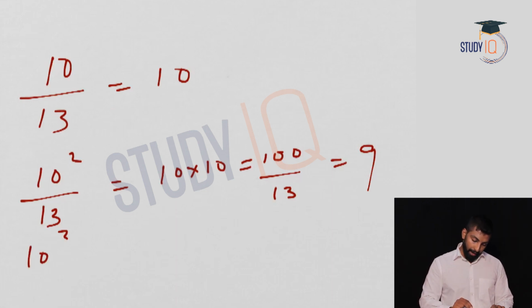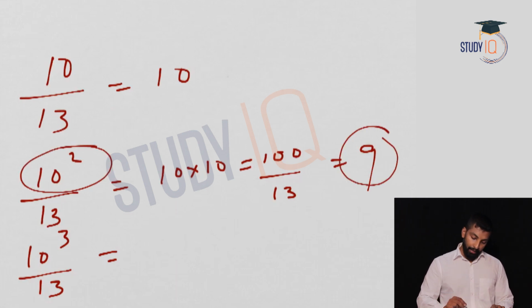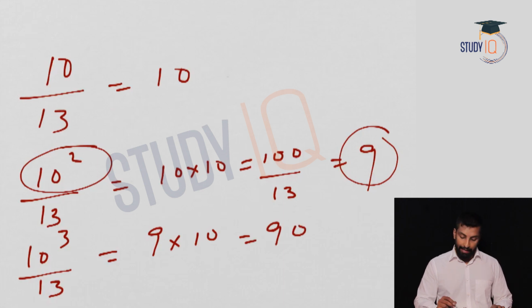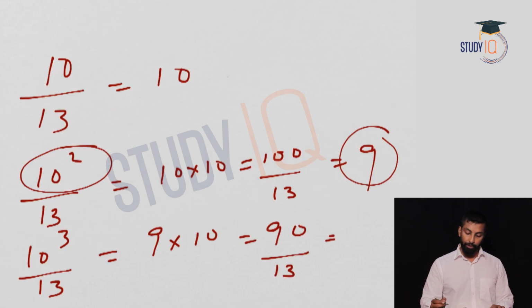What if 10 raised to 3 by 13? So 10 raised to 2 we know gives 9. So 9 into 10 is 90, which is again greater than the divisor. So divide 90 by 13. What is the remainder? You get 12, because 78 is a multiple of 13, and the next multiple of 13 is 91. So if it is 90, you can also write it as minus 1.